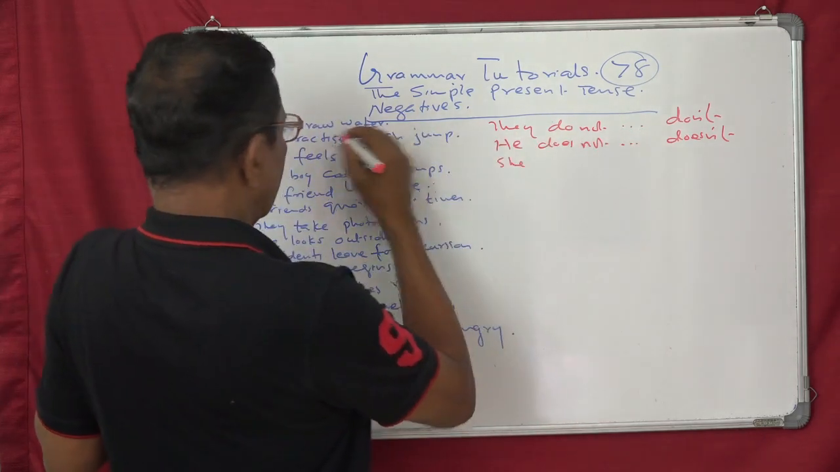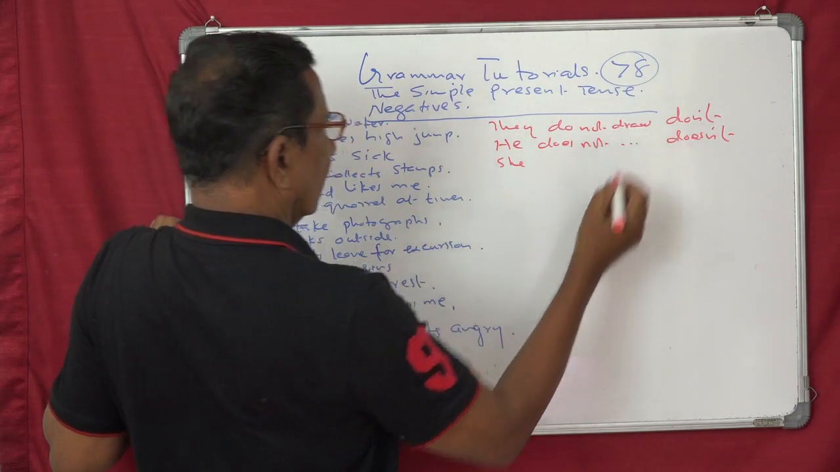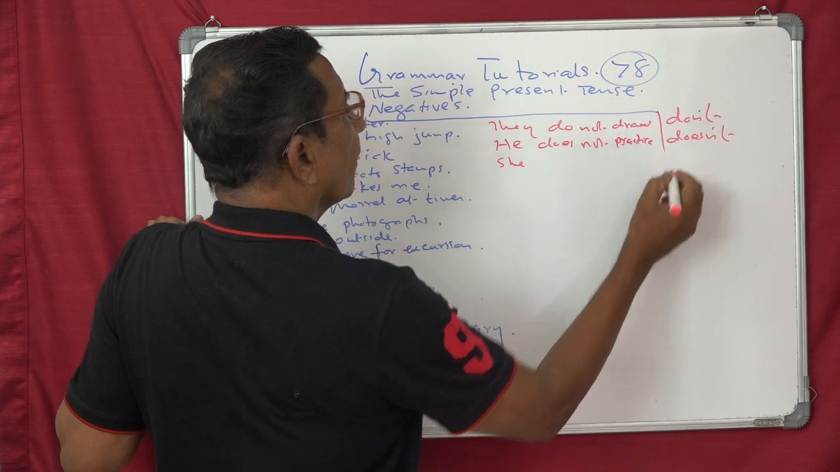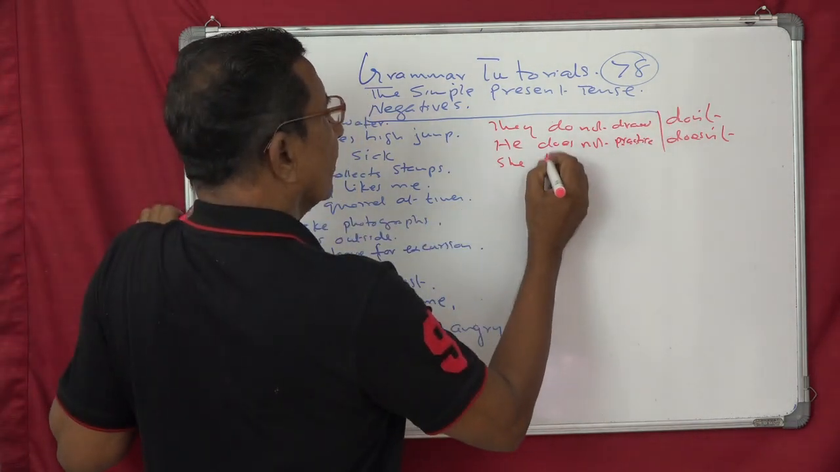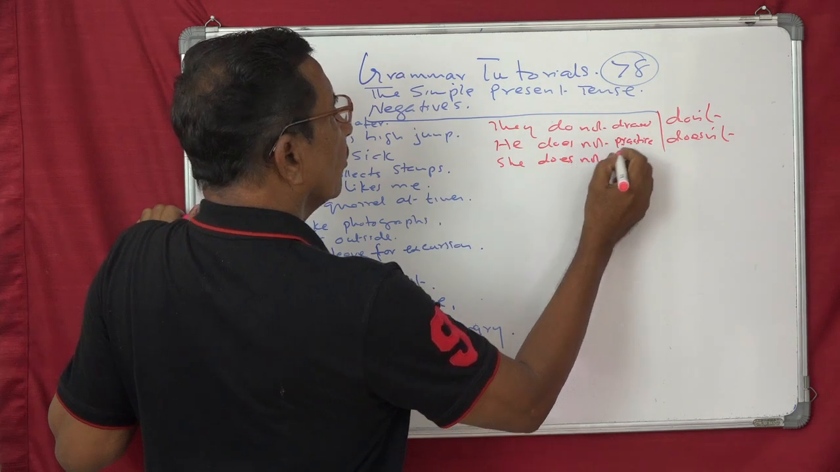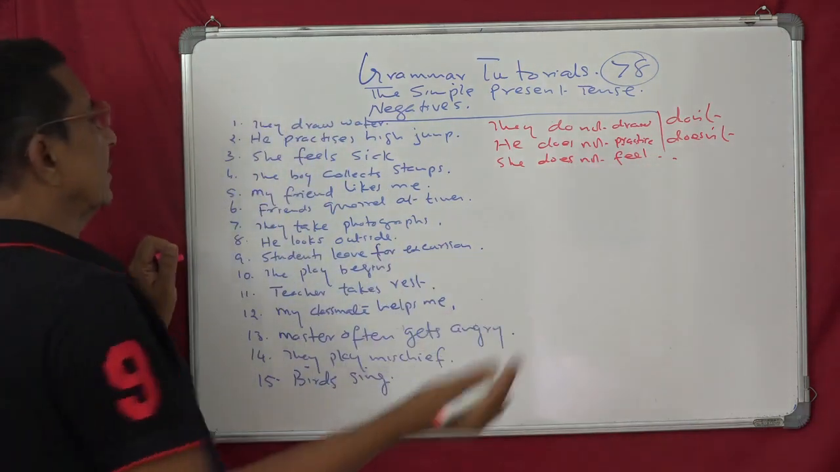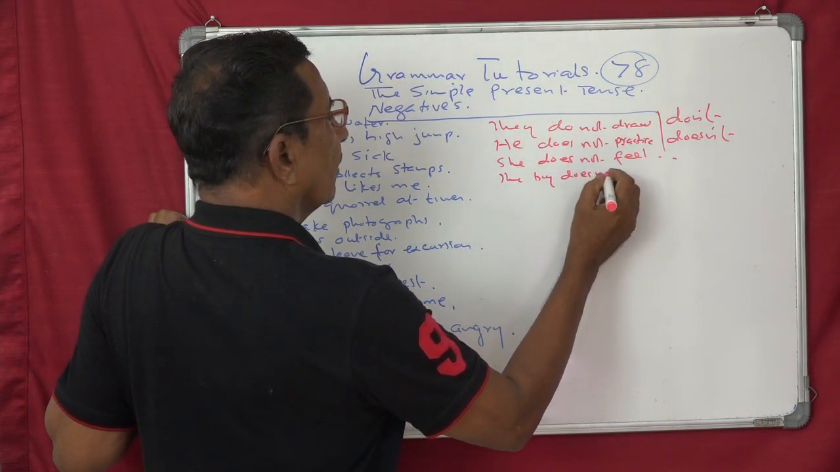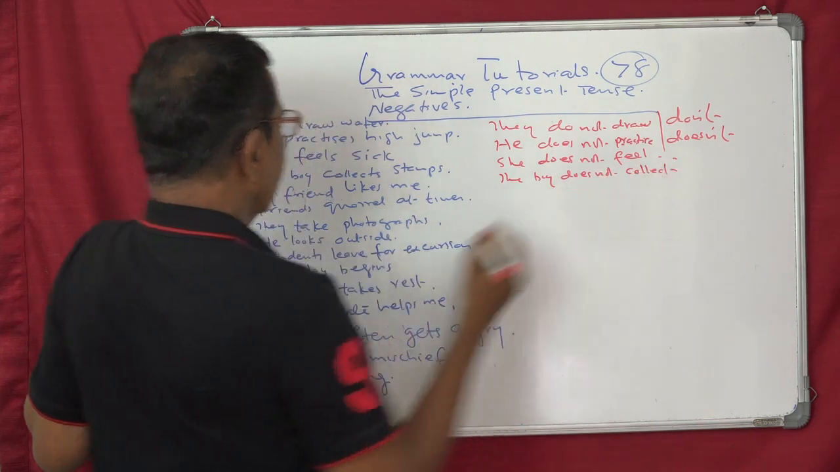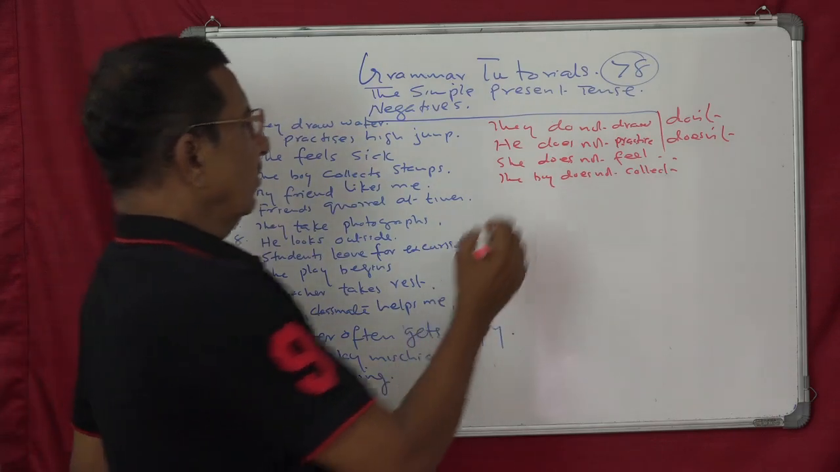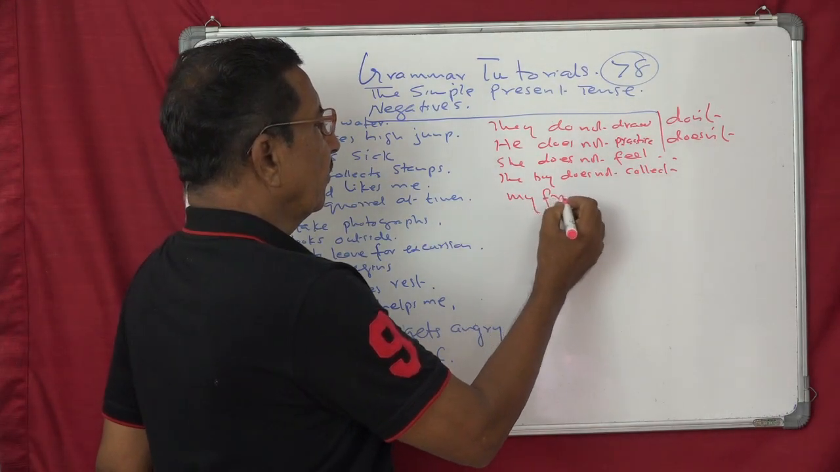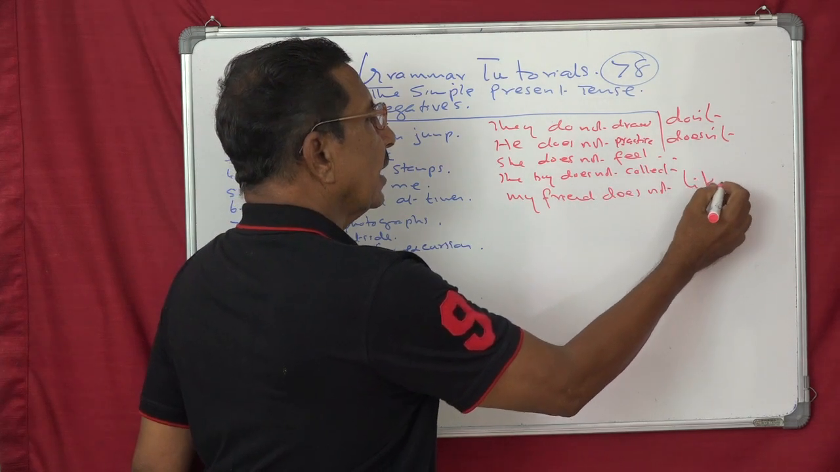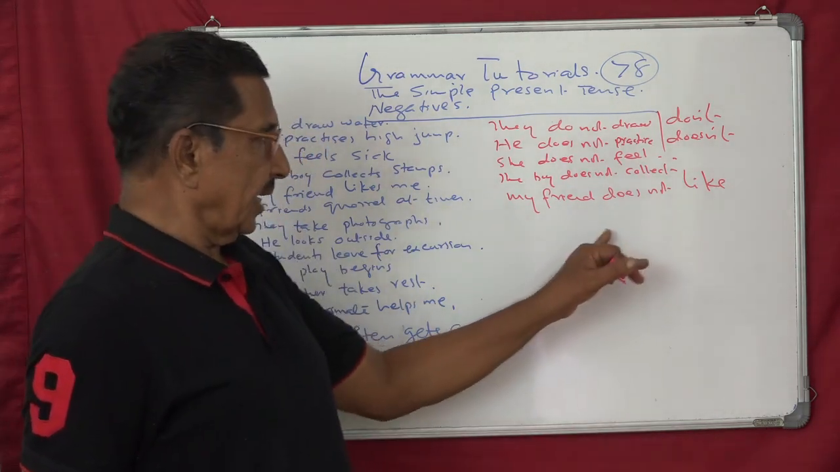Do not draw. The whole thing. Then practice. She does not feel, doesn't. The boy collects. The boy does not collect. And my friend likes. My friend does not like. See, the S is taken and attached to do.